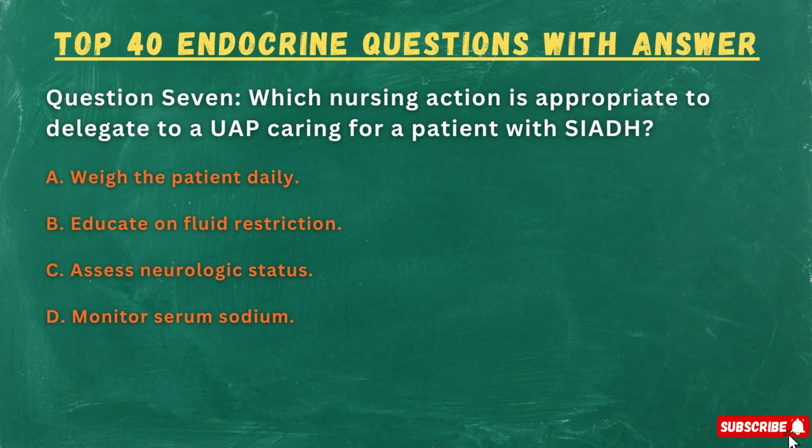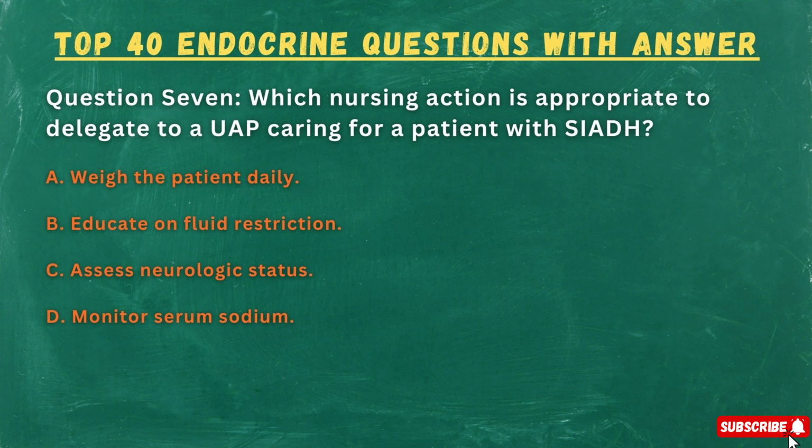Question 13. Which endocrine gland is located in the brain and regulates circadian rhythms? A. Pituitary. B. Pineal. C. Thyroid. D. Hypothalamus. Answer: B. Pineal.